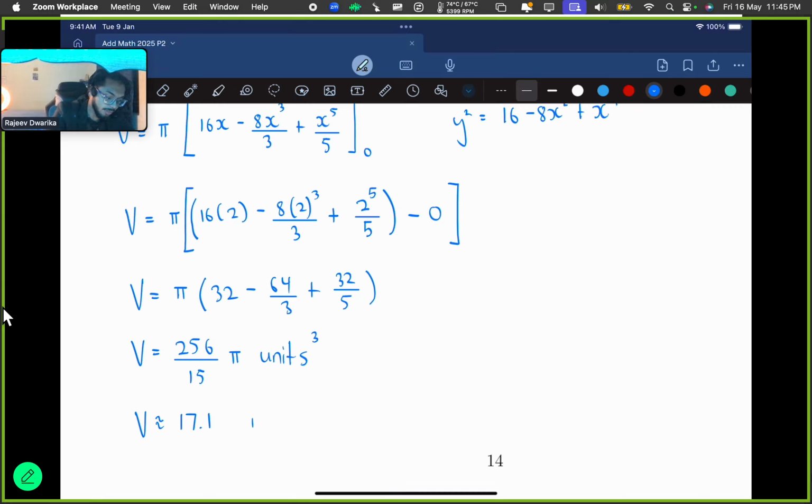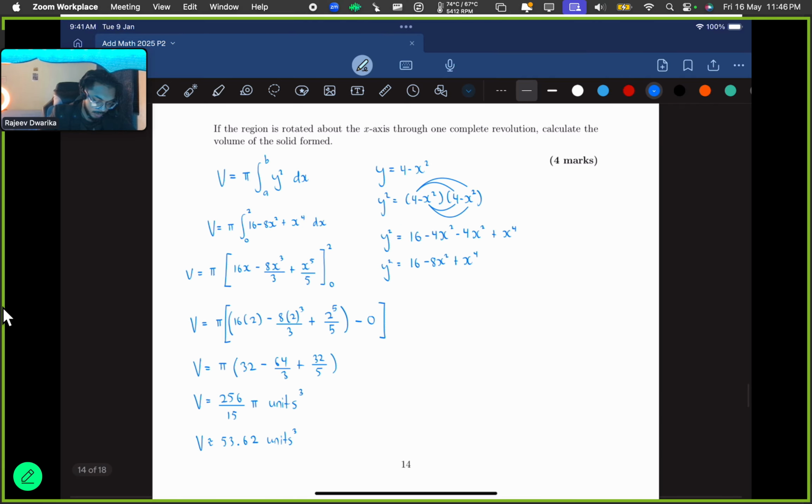Let me multiply by pi real quick, and you'll get 53.61. Actually 53.62 because it's 0.616. Right? And that's the answer. So 256 over 15 by pi. Just verify that. Right? So 53.62. So you got the answer?